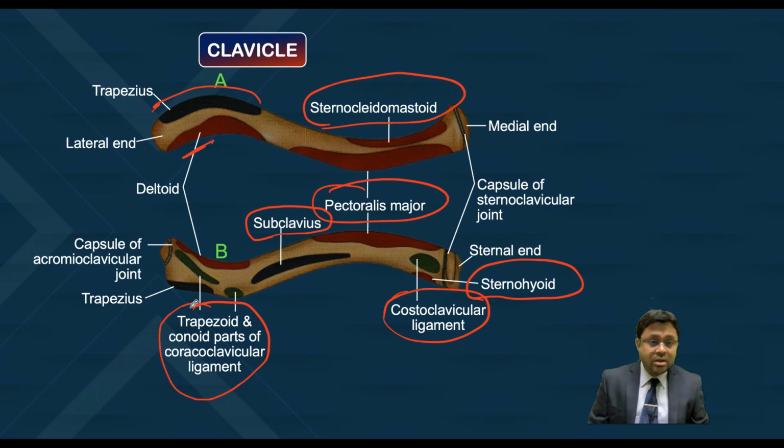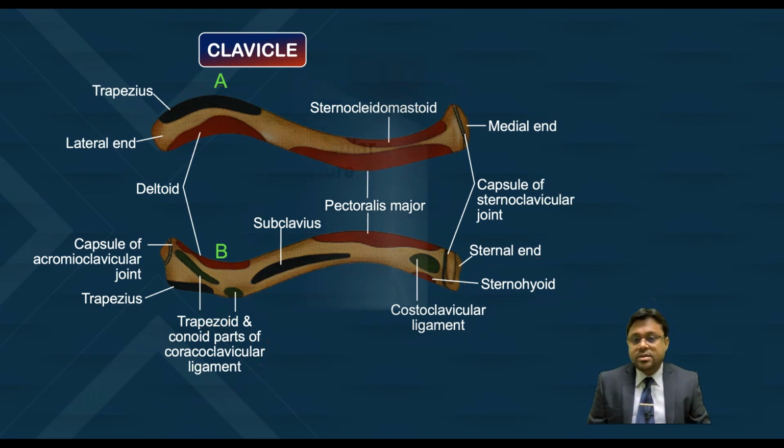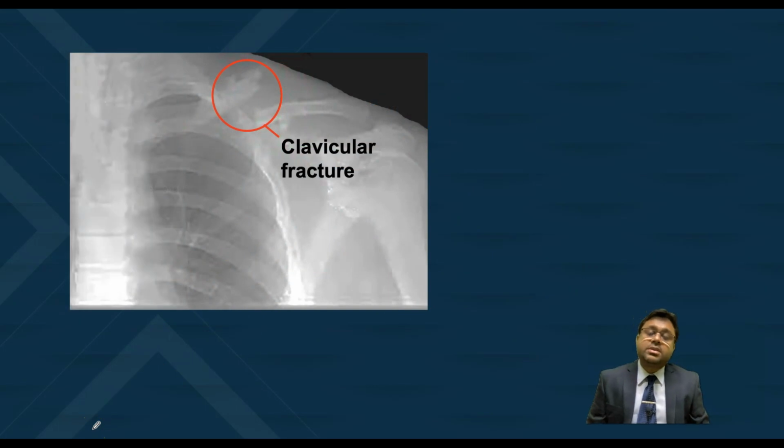It's a very important ligament that transmits the weight basically from the upper limb to the axial skeleton. Okay, so that's in a nutshell the attachments of the clavicle. Next, what you can see in this diagram or X-ray is a well marked view of the fracture of the clavicle.